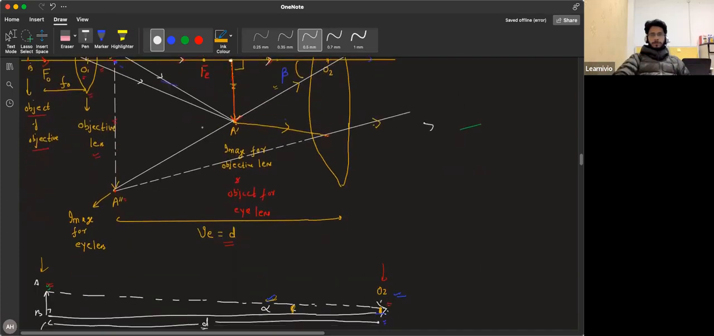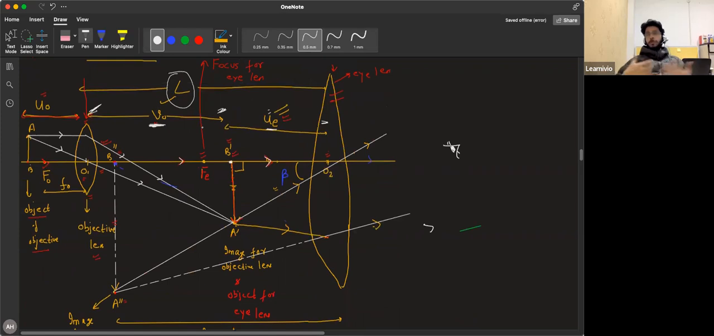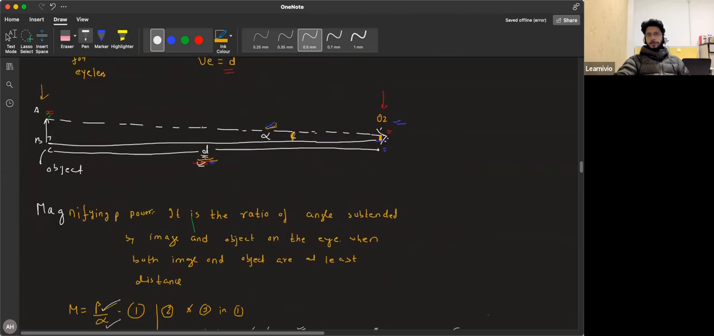So this is common for all the cases? No, it will vary from case to case. But length of tube is the distance between objective and eye lens for all the cases. But in some cases, it will be V naught plus UE. In other cases, it will be V naught plus FE. So it keeps on varying. In that sense, it can vary.